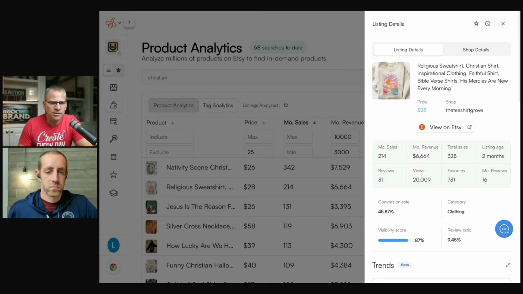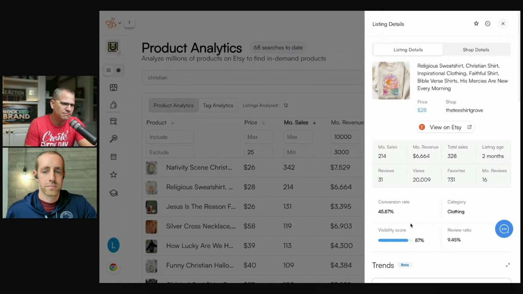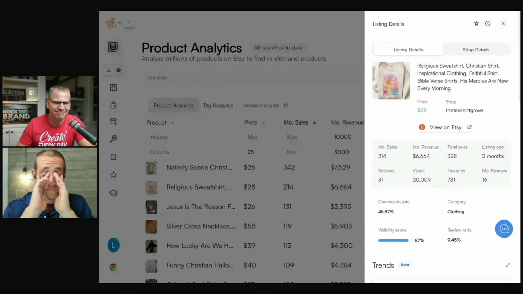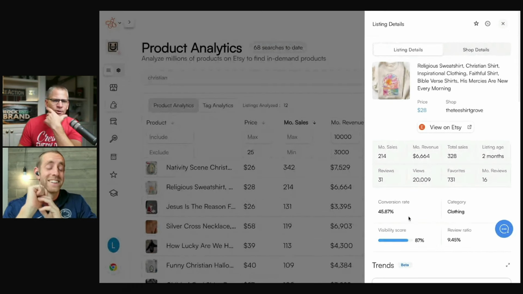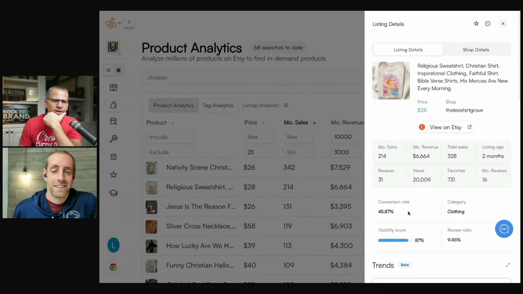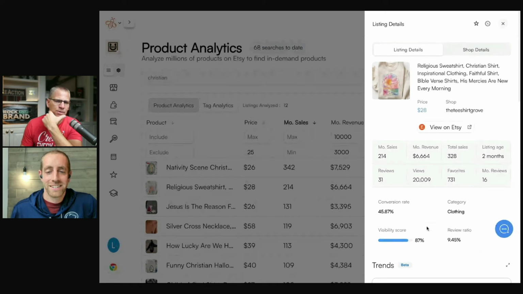It sold $6,664 is the monthly estimated revenue. Total sales 328 and 214 monthly sales, 31 reviews, 731 favorites. It's converting at 45.87%. So whoever's looking for a religious sweatshirt is landing on here and buying it pretty much. What that all means, guys, is that for 100 people that come to this listing, almost 46 people buy it. That's a really high conversion.